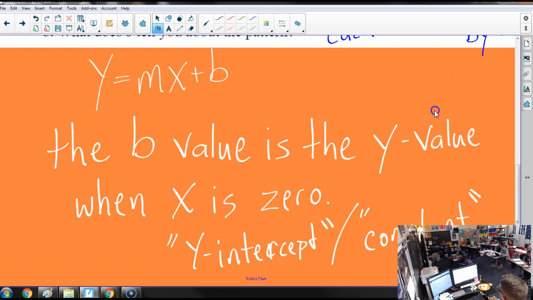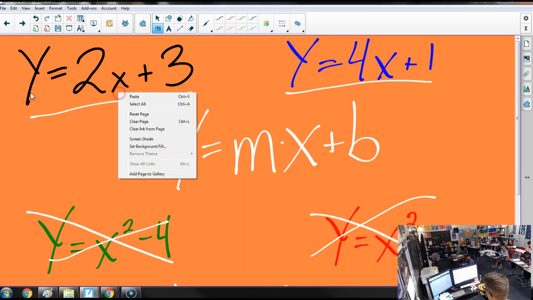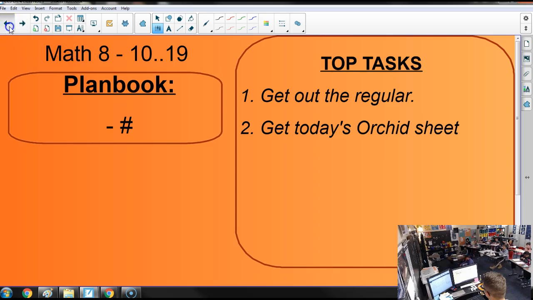So when we look at something such as 2x plus 1, it will grow by 2 every time it takes a step. But it starts its steps when x is 0 and y is 1. Which makes sense, because if I plug in 0 here, we just get 1 for the y value.